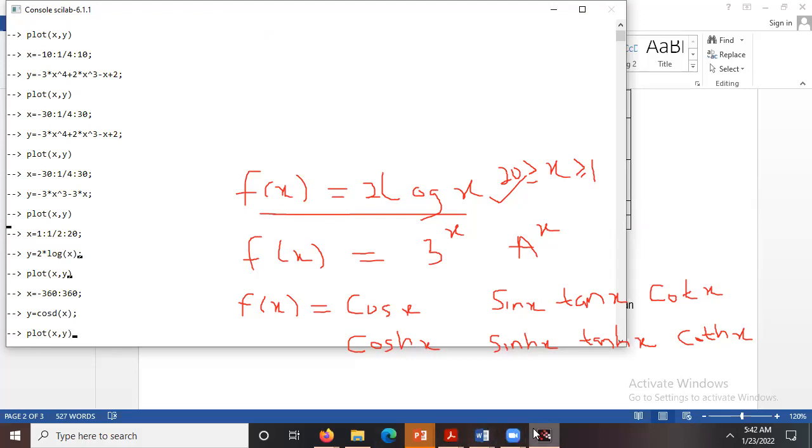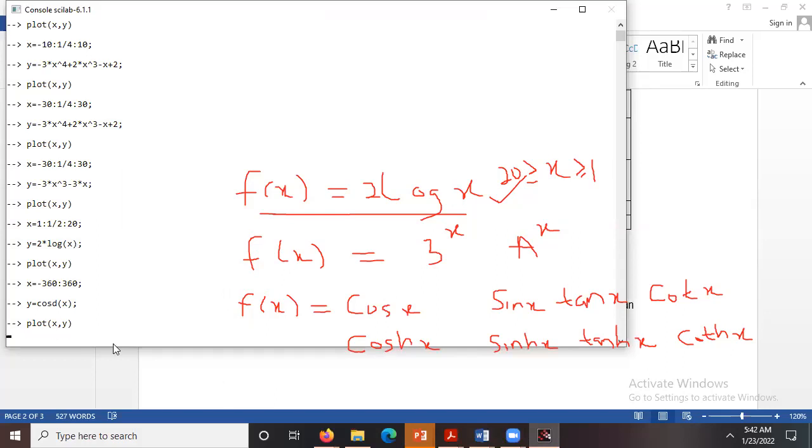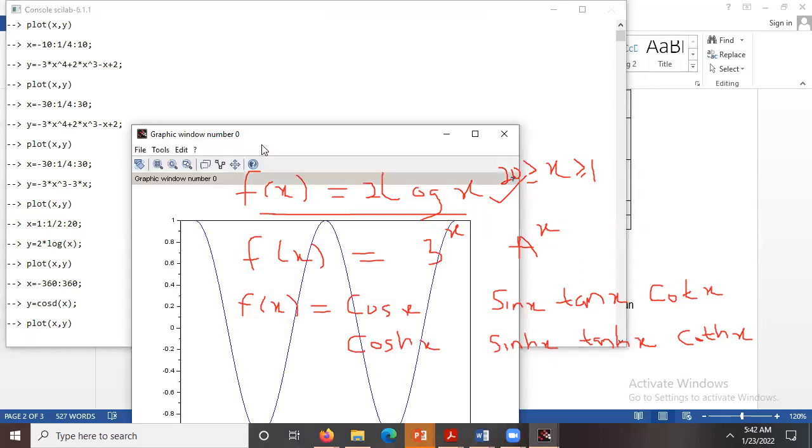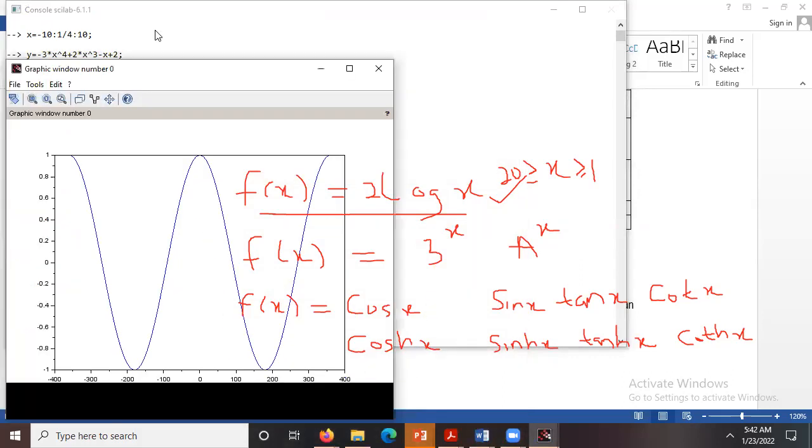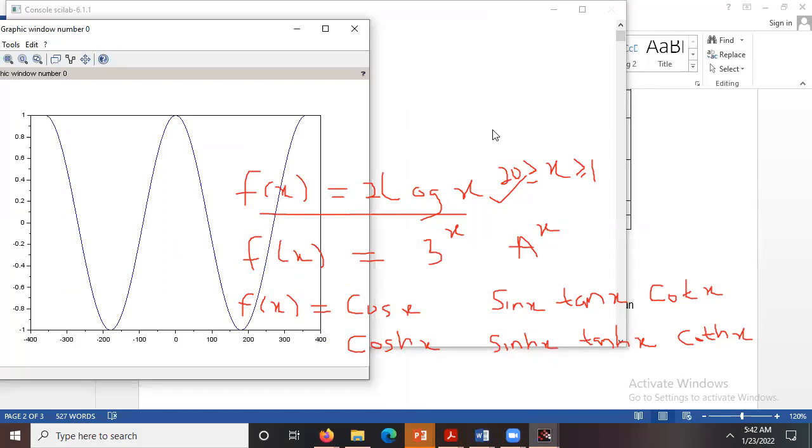Like I said, always make sure your previous graph is closed before you plot a new graph. So once we plot it, yes, we are seeing the graph of the function cos of x.